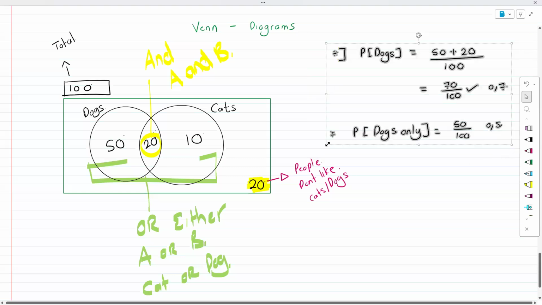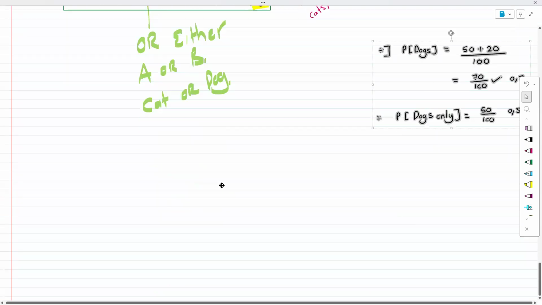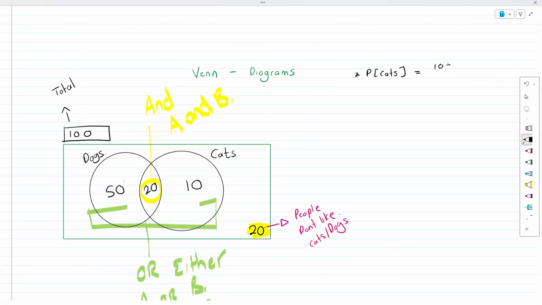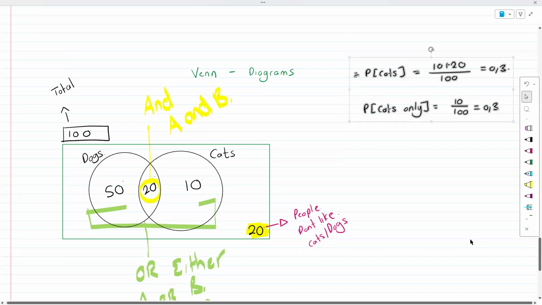Okay. Now, I'll take this and I'll leave it one side just to make it a bit easier. Let's do the exact same thing. The probability of people that like cats is 10 plus 20 over 100, which is 0.3. The probability of people that like cats only is 10 out of 100, which is 0.1. Right, let's take that away. We don't need that anymore.